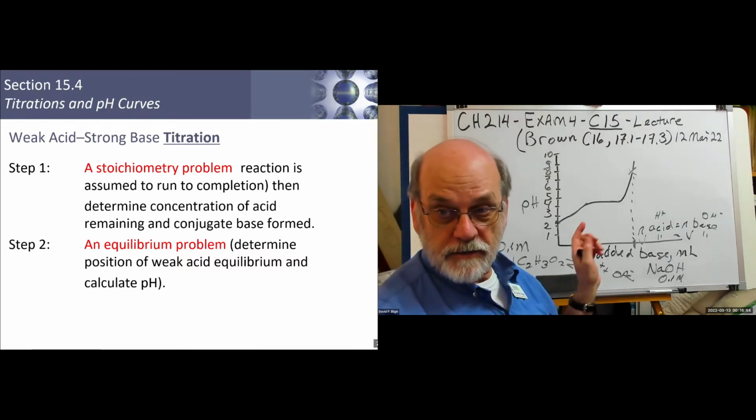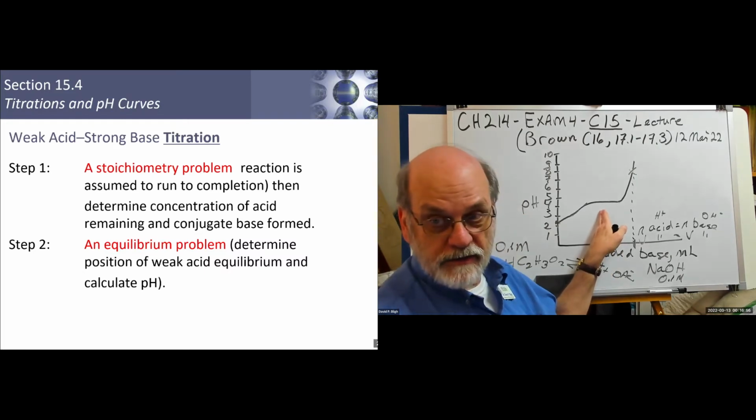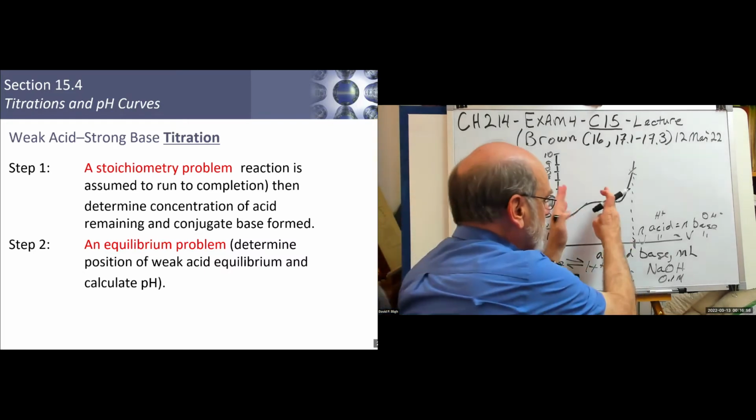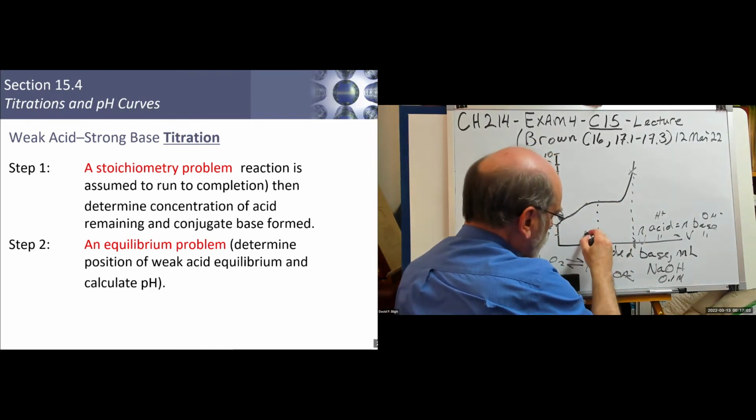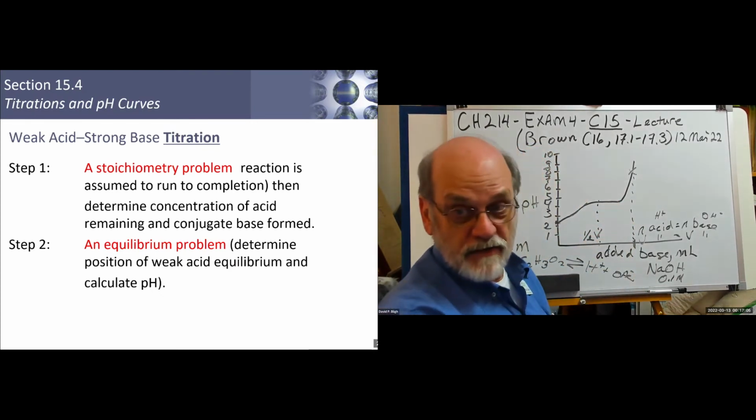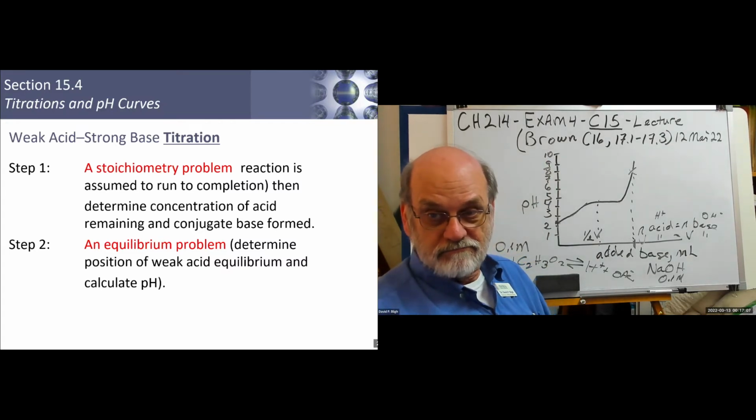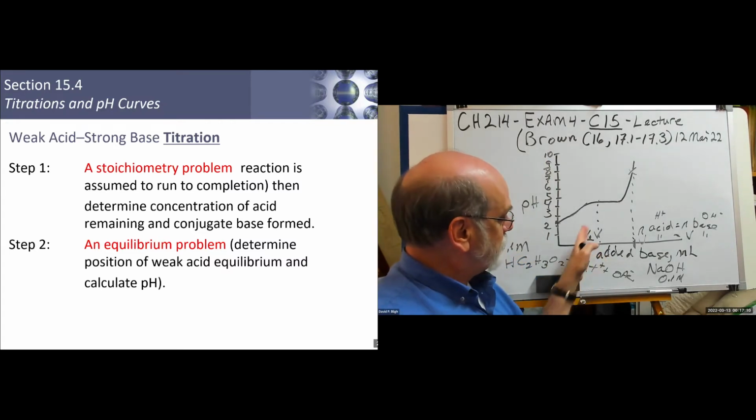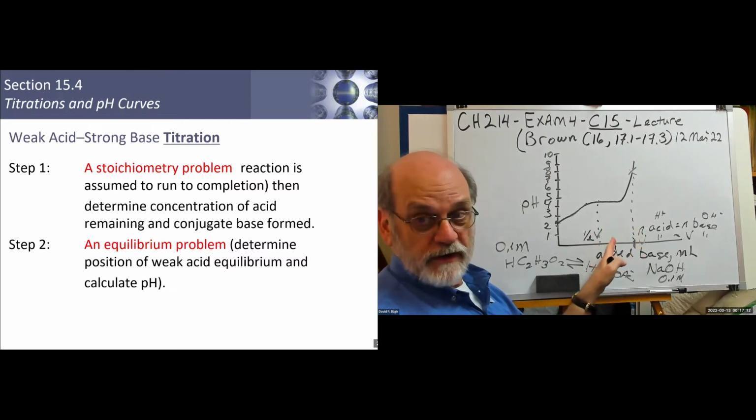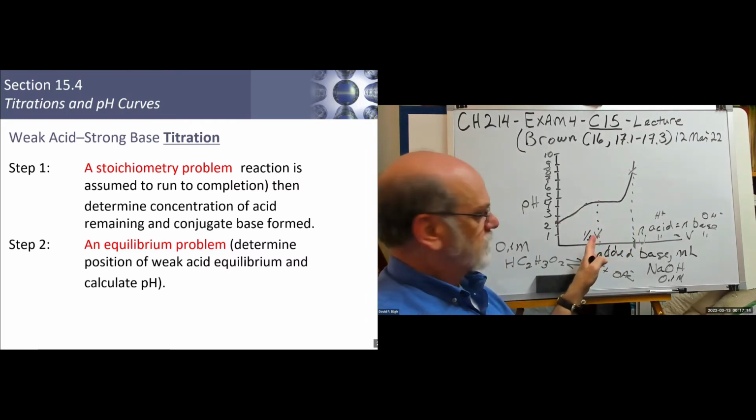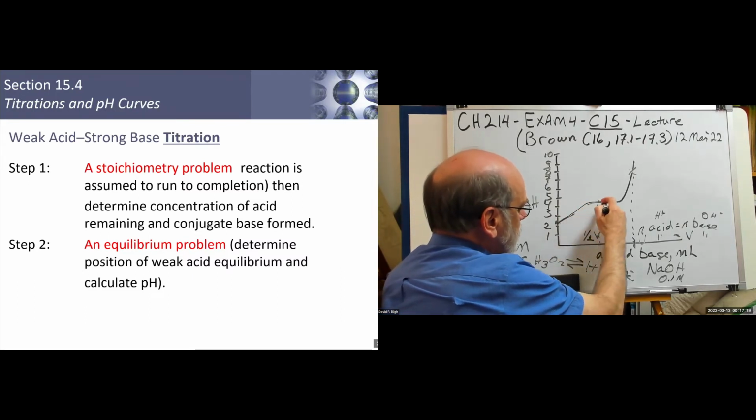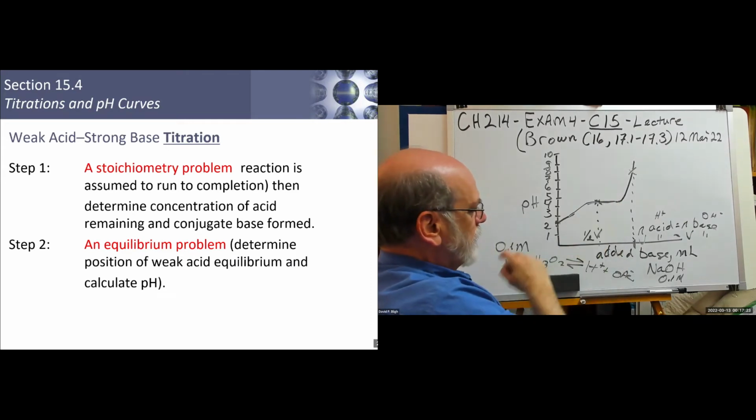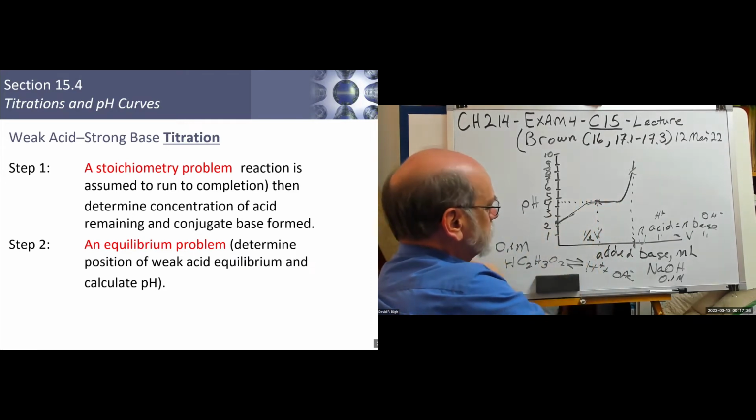Notice where the buffer zone is located. The middle of the buffer zone is 1/2 of the volume. You add exactly half of the volume toward equivalence, and you're in the middle of the buffer zone. It's not drawn very well, but that's where it is. So it goes up like that. So right in the middle is the buffer zone at this pH right here.